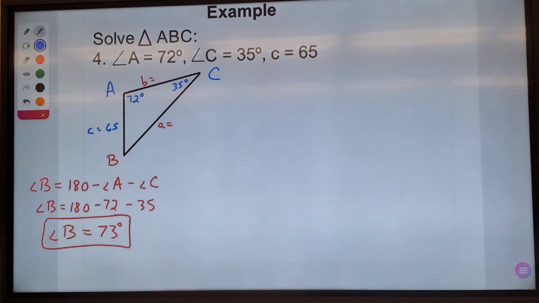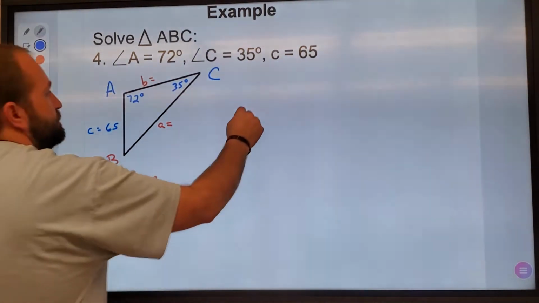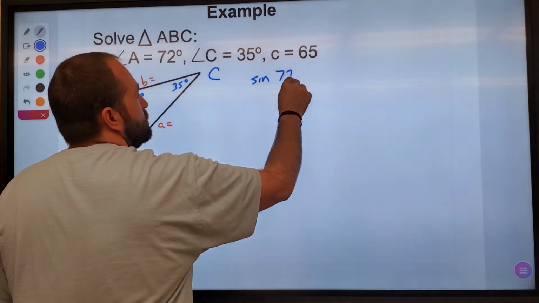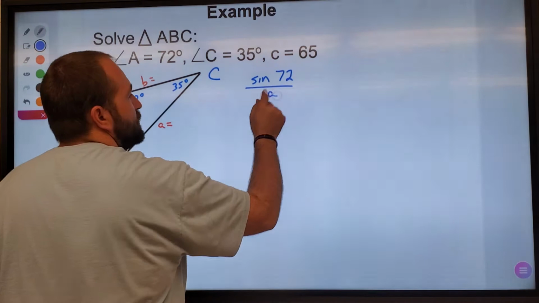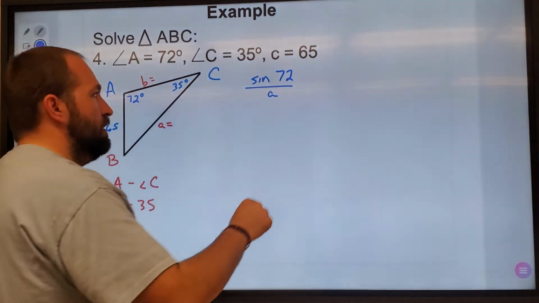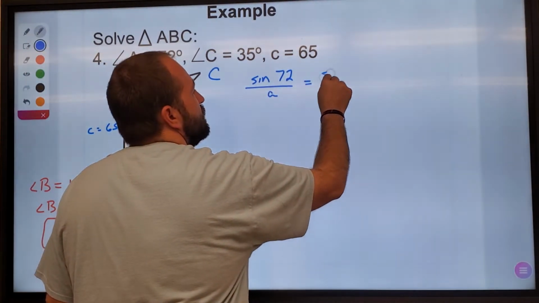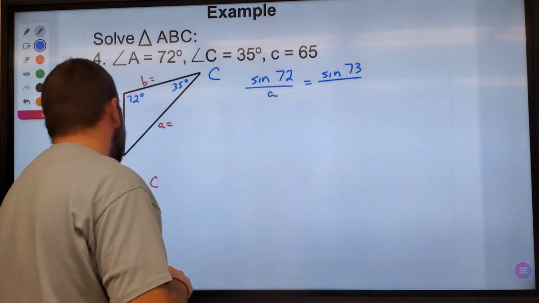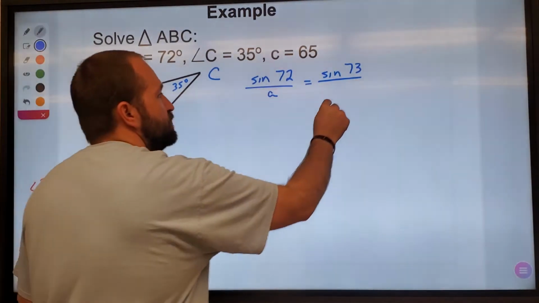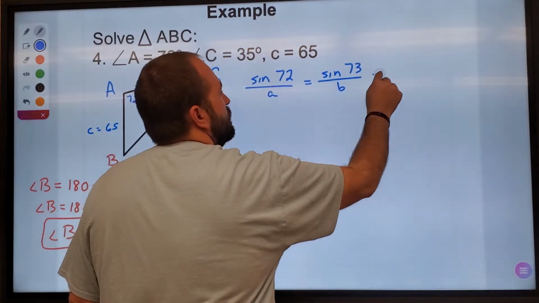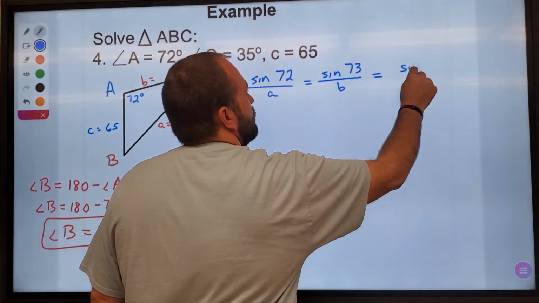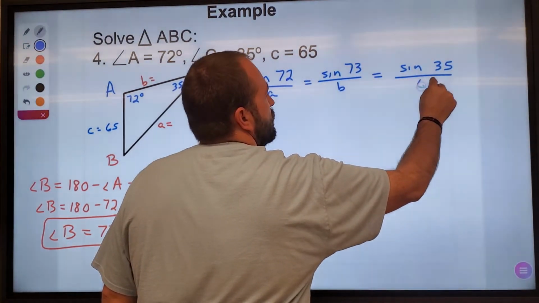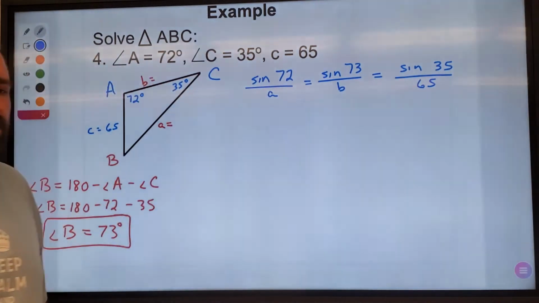Okay. From here then we're going to set up the law of sines. So sine of angle A, which was 72, over side A, which we don't know, is equal to sine of angle B, which we just found to be 73 degrees, over side B, which we don't know, is equal to sine of angle C, which was given as 35 degrees, over side C, which is 65.